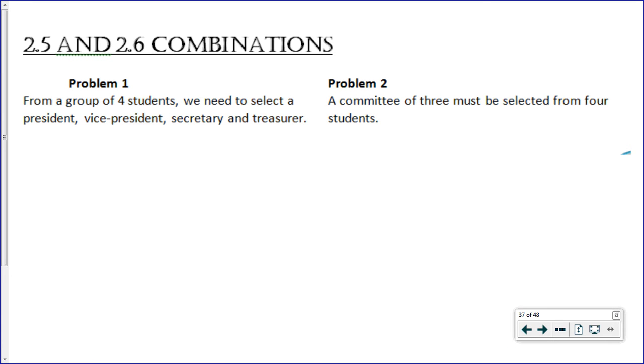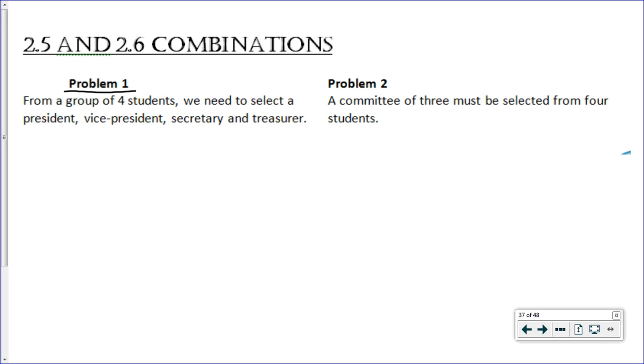Okay, this is a video on combinations. So we've talked a lot about permutations already, and now we're moving on to a different type of arrangement called a combination. In problem 1 over here, we've got to form a group of 4 students. From a group of 4 students, we need to select president, vice president, secretary, and treasurer.